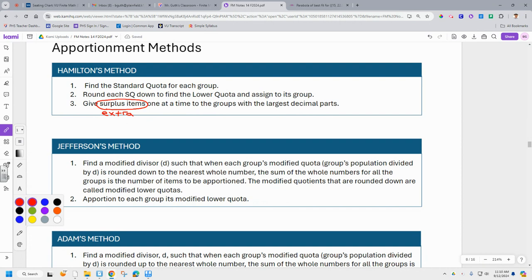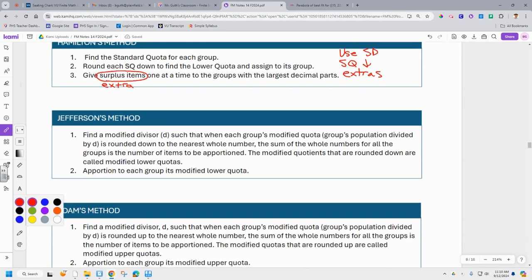All right, I want to summarize this box. So let's condense. You are going to use the standard divisor to find the standard quota, but round down. And then you're going to have extras. So if I had to condense all those words down, I'm going to do that. Let's look at Jefferson's method.